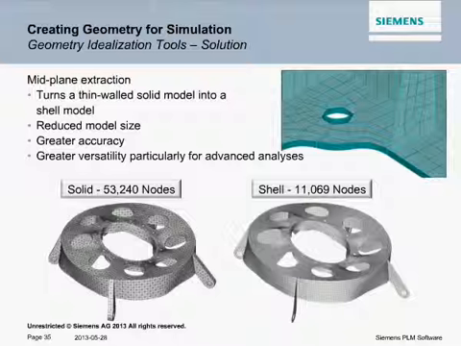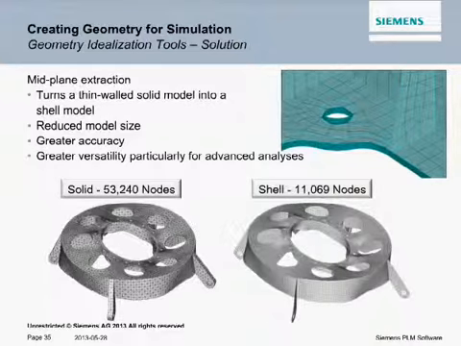And if you look at a comparison of these two models here, you have a model which goes from 53,000 nodes down to 11,000, and you can see a much more efficient model to analyze, and produces a lot less data in terms of results. So, and without any compromise of accuracy.